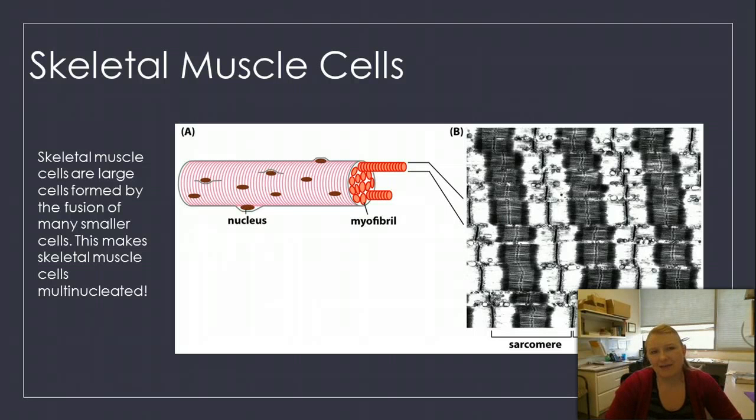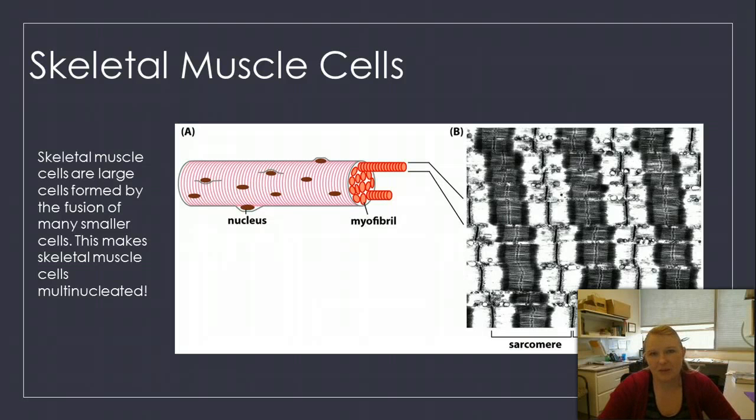Now, every time we talk about a cell in this class so far, it's been the single cell, single nucleus, and everything like that. Well, skeletal muscle cells break the rules. They merge and fuse a whole bunch of small cells together into the one kind of supercell, essentially. And it has a whole lot of nuclei in it. It becomes what we call multinucleated. And they make these tube-like structures that you can see here.